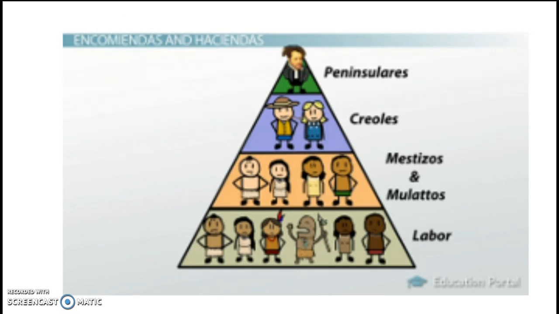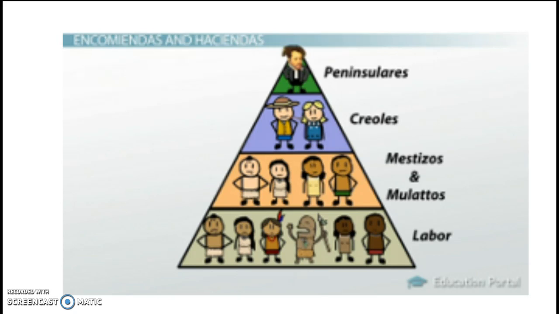The next most important were Creoles. Creoles were Spaniards who had been born in Latin America. In other words, Mama and Daddy were both Peninsulares, and you were born in Latin America. Now, Creoles were not allowed to hold high official positions in governments, but they were allowed to rise as officers in the Spanish army. Now, these folks, the Peninsulares and the Creoles, only made up about 22% of the total population.